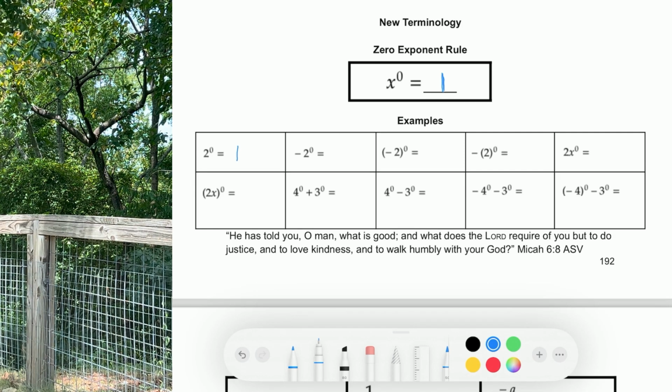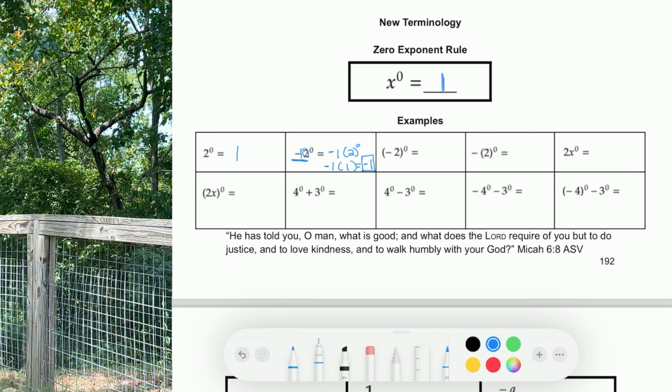Negative 2 to the power of 0 would be written like this: negative 1 times 2 to the power of 0. So that would be negative 1 times 1, because that 2 to the power of 0 becomes a positive 1. And then that becomes a negative 1. I wanted to show you the steps written out so you wouldn't get confused. It's still saying any number to the power of 0 is a 1. It's just we have to remember this wasn't in parentheses.